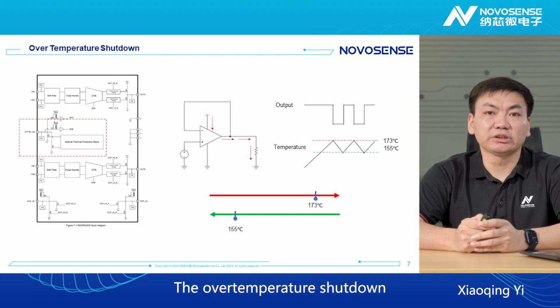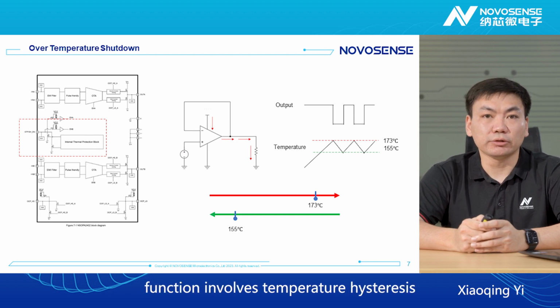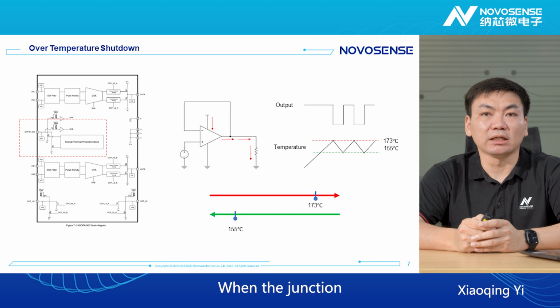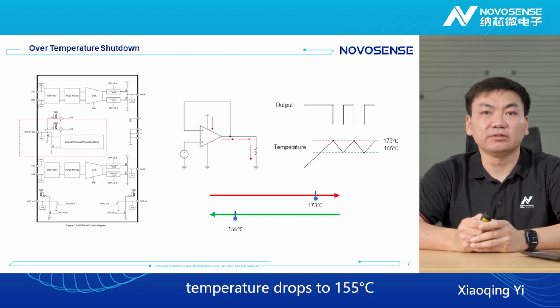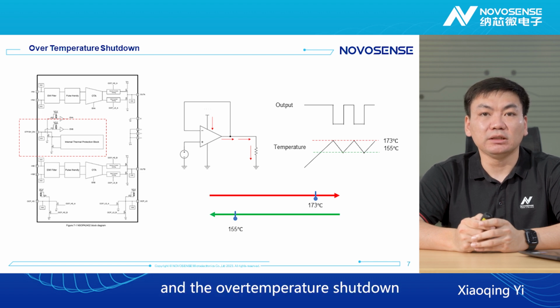The overtemperature shutdown function involves temperature hysteresis. When the junction temperature drops to 155 degrees centigrade, the operational amplifier enters the normal working state again, and the overtemperature shutdown indicator pin is released synchronously. The right figure gives an example of a typical application.